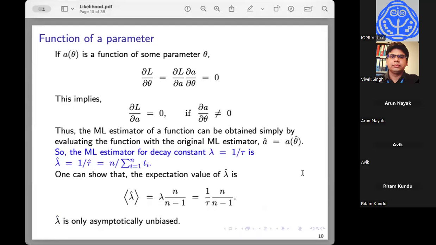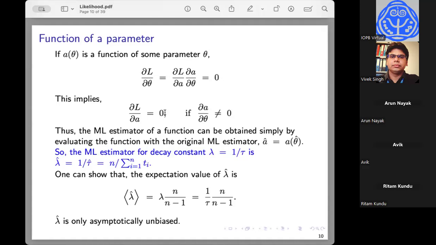Then let's come back to the function of this parameter. Suppose A is a function of this parameter theta. We can write del L over del theta is del L over del A times del A over del theta, and since A is a function of theta, del A by del theta is not 0. So you can write that del L by del A equals 0. So if theta maximizes L and A is a function of theta, then A will also maximize L.